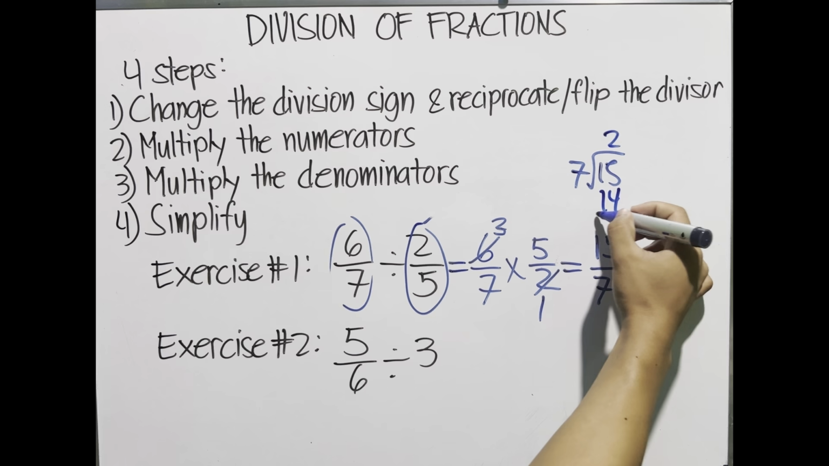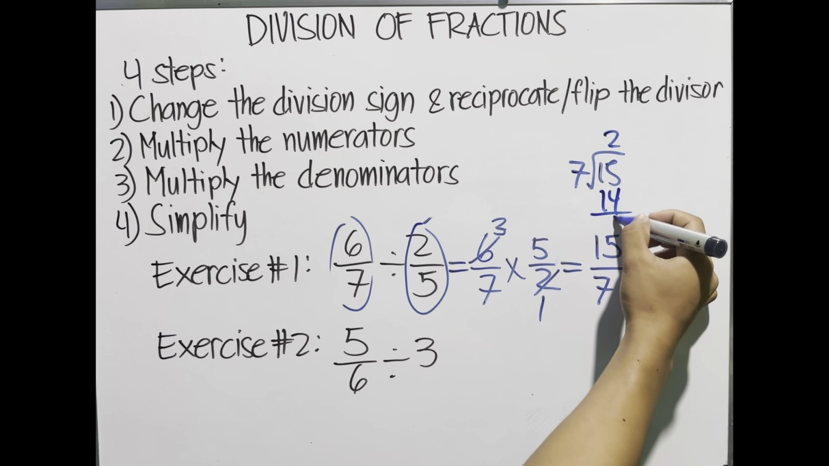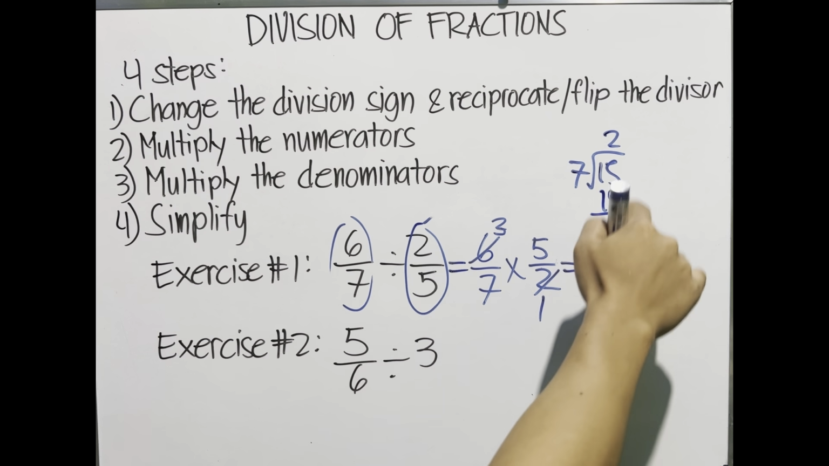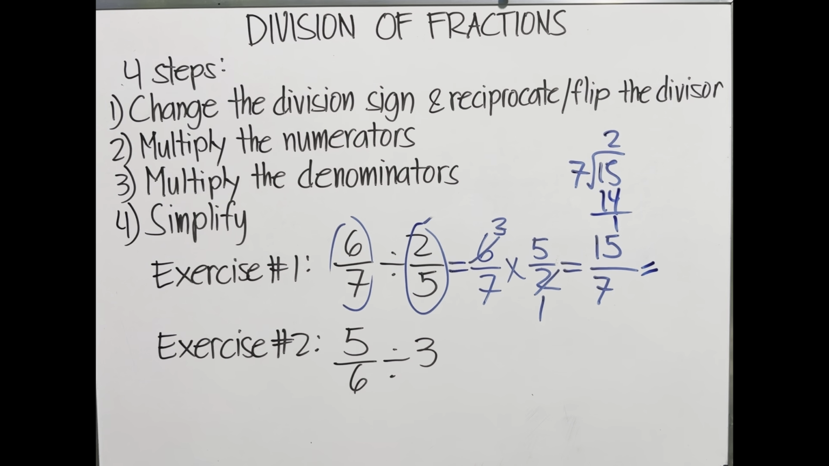So, this is improper fraction. So, we need to simplify into lowest term. Paano i-simplify? Again, 15 divided by 7. 15 divided by 7, dalawa, 2. So, 2 times 7, that is 14. May remainder na 1. So, kopyahin lang natin.